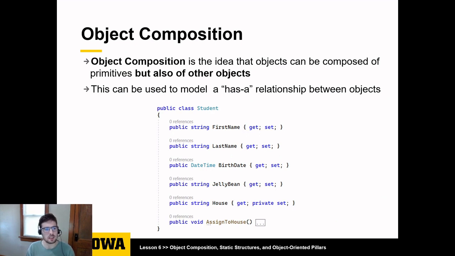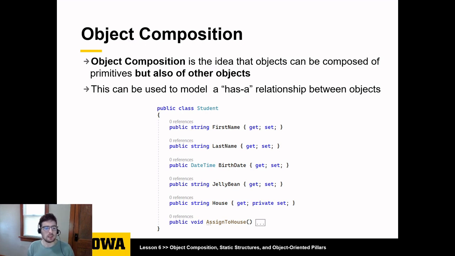So the first section here is about object composition. Object composition is the idea that objects can be composed of not only primitives, but also of other objects. And we have seen this in homework 1. If we review our student class from homework 1, we see that it has some primitive properties that it is organizing together: first name, last name, jelly bean, house, they're all strings, they're all primitives. But it also has another object that it's being composed with, right? It's using the datetime object to represent the birth date of a student.